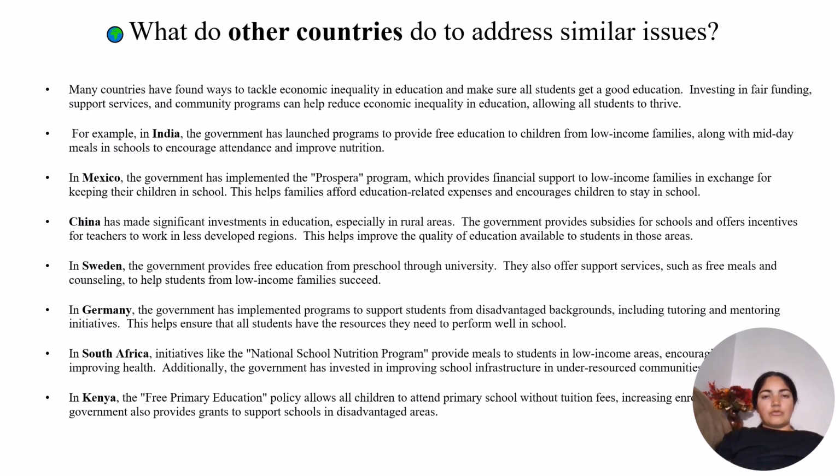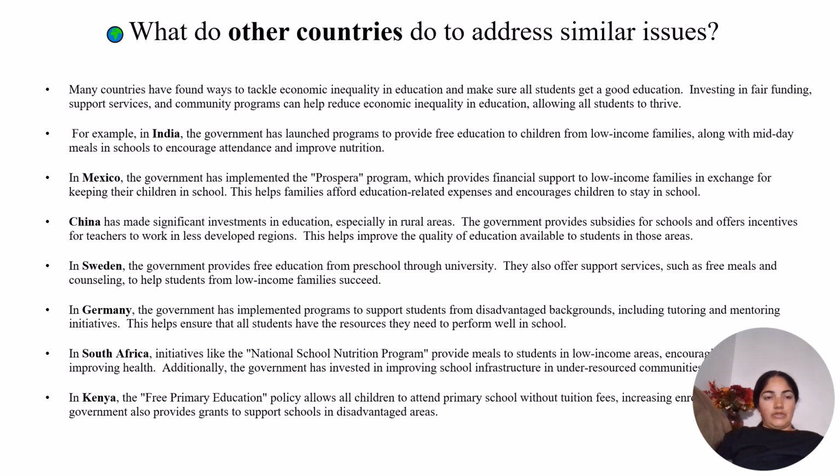What do other countries do to address similar issues? I was able to pull a couple of sources and found some information on various countries, but I'll just mention a couple of them. Many countries have found ways to tackle economic inequality in education and make sure all students get a good education. Investing in fair funding, support services, and community programs can help reduce economic inequality in education, allowing all students to thrive.